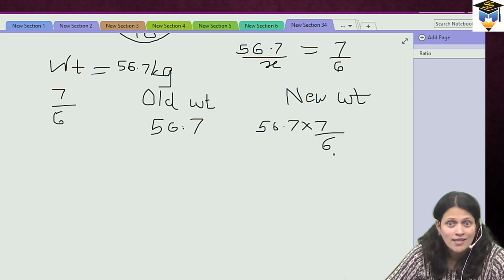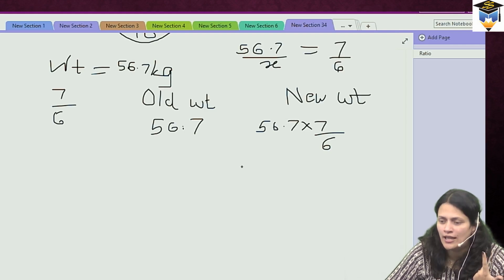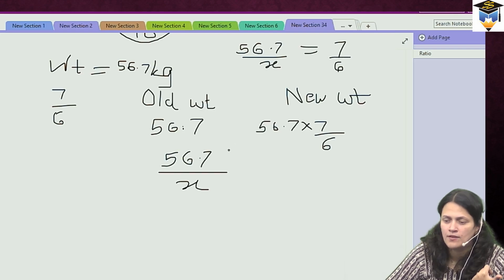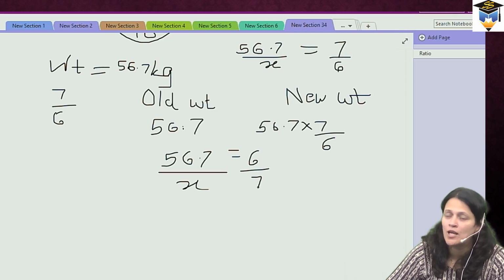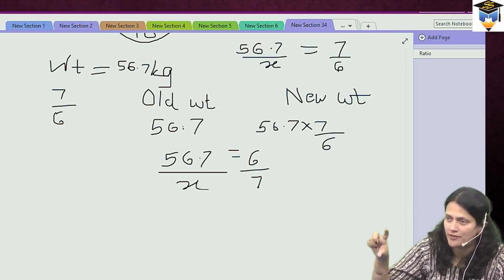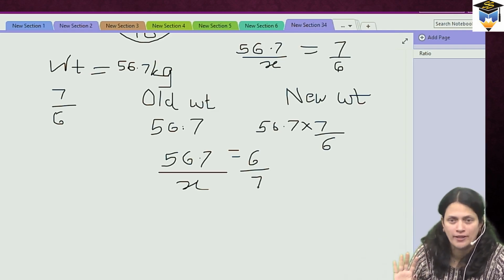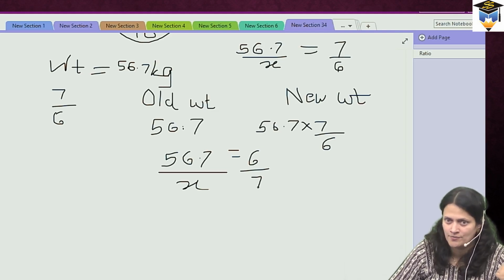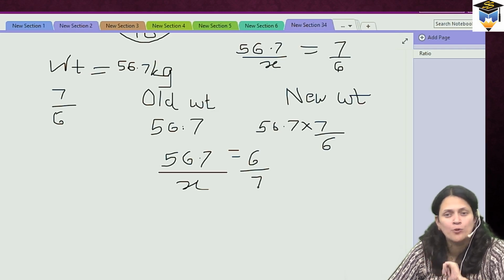But in this case, his weight is going to increase. So if his old weight was this, we have to find out his new weight. I will write it down like this now. Do you understand? The lower value is the numerator, the greater value is the denominator. Why? Because his weight is increasing now. It is not decreasing in this case. So here itself I have taken the reciprocal.